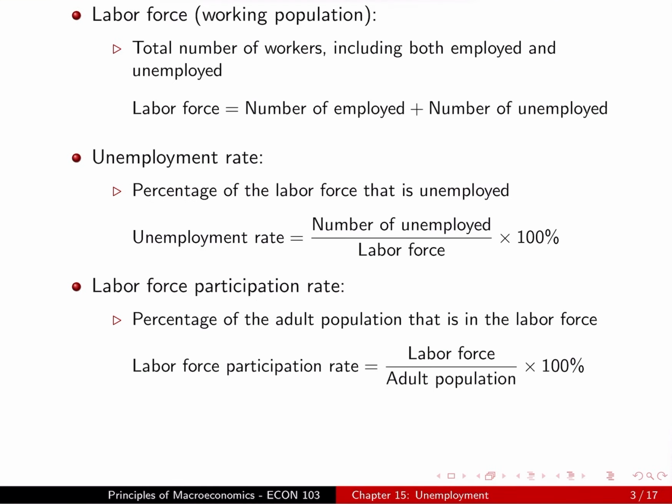Let's delve into the formulas. Labor force is the total number of workers including both employed and unemployed. Labor force equals number of employed plus number of unemployed. Unemployment rate is the percentage of the labor force that is unemployed. Unemployment rate equals number of unemployed divided by labor force times 100%. Labor force participation rate is the percentage of the adult population that is in the labor force. Labor force participation rate equals labor force divided by adult population times 100%.